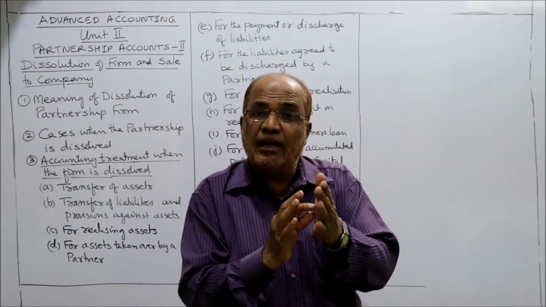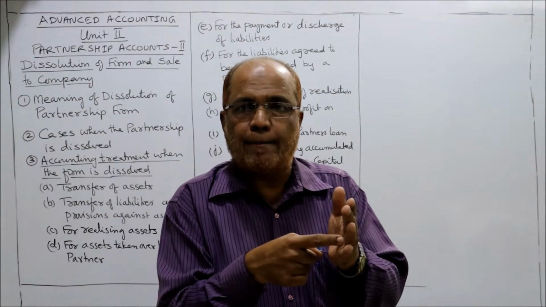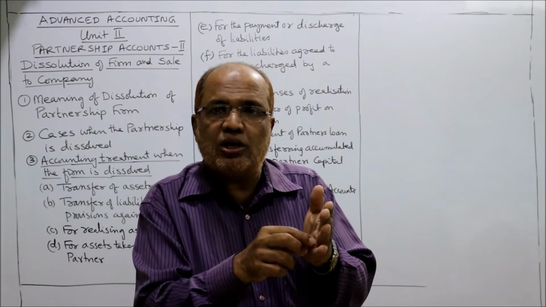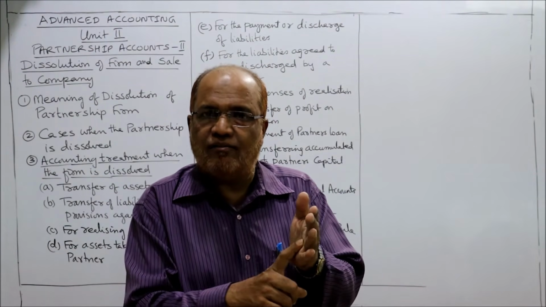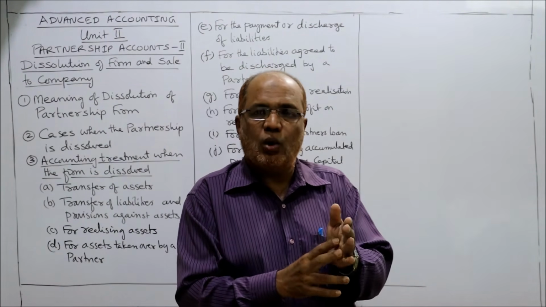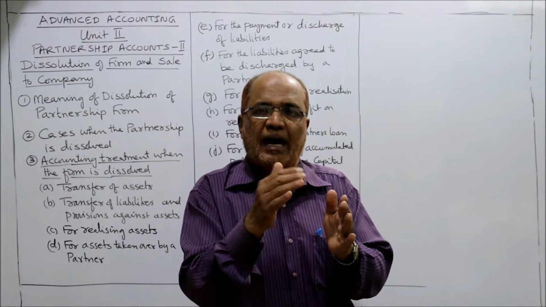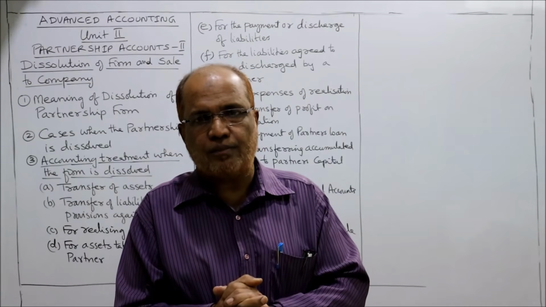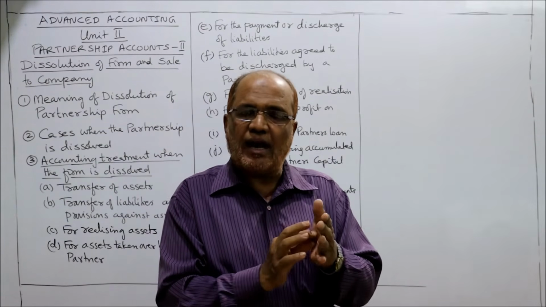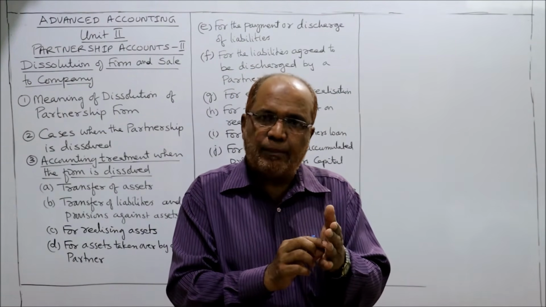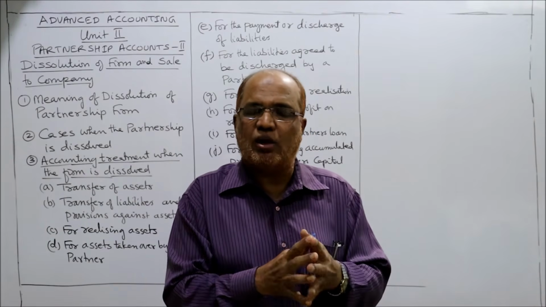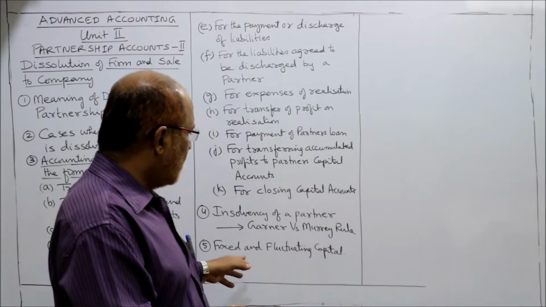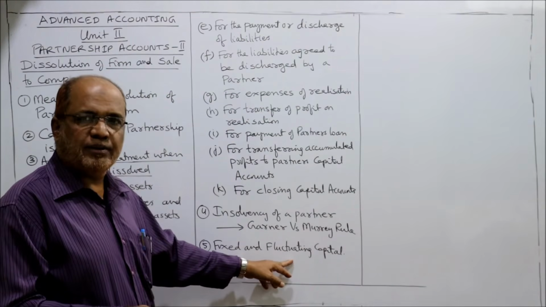But remember, realization loss should not be considered. In finding out this capital ratio, realization loss should not be considered. Only the capital account will be adjusted for general reserve, reserve fund, etc. In this way, we calculate the capital ratio. In that capital ratio, insolvency loss will be shared. This is all about fixed and fluctuating capital.